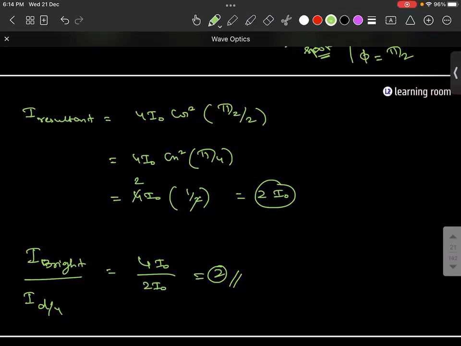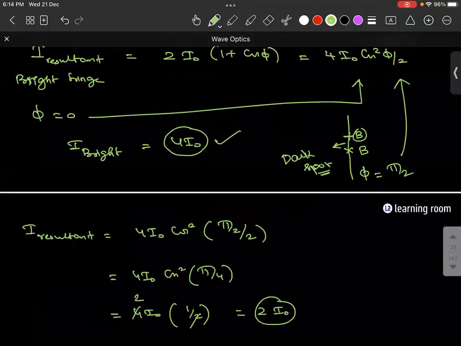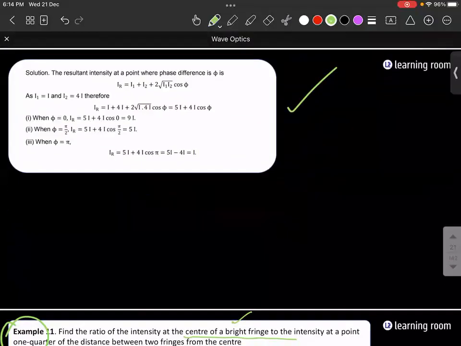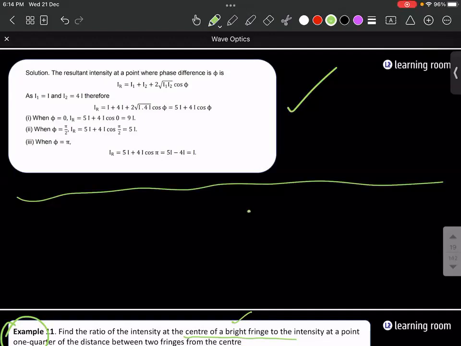Sir, here the distance doesn't matter, right? It's only the phase pi by 2 that matters. Listen, one minute. I want to explain this concept.